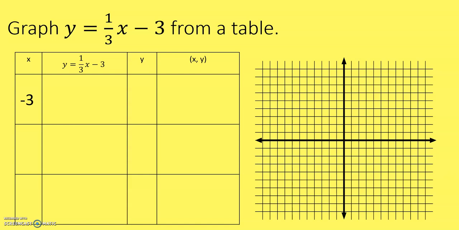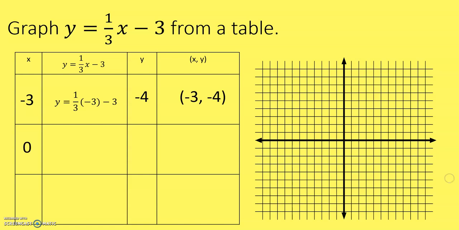I'm going to start with x equal to negative 3. Substitute it in. 1/3 times negative 3 is negative 1. Negative 1 minus 3 is negative 4. So our first ordered pair is negative 3, negative 4.